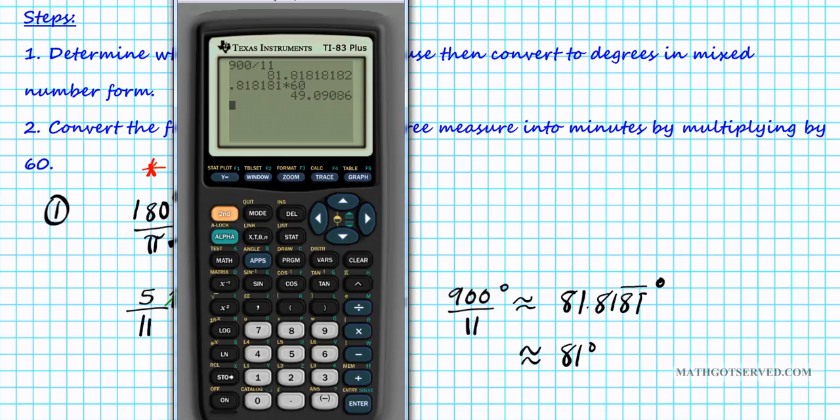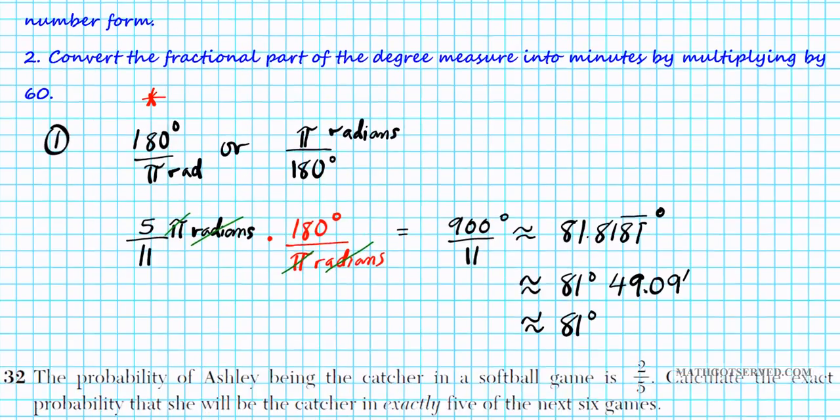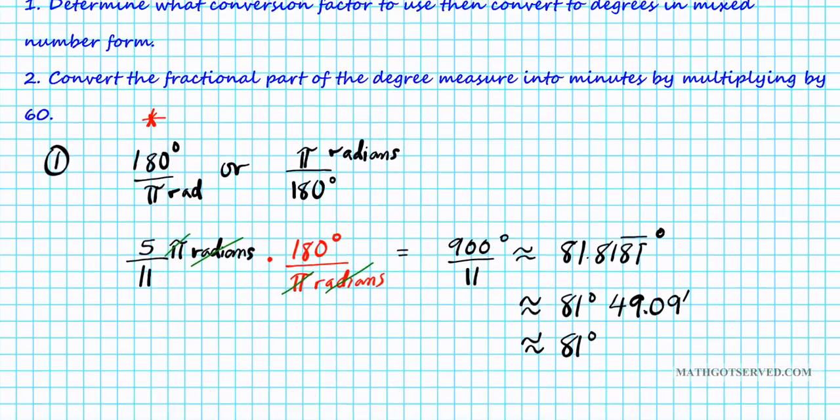81 degrees and 49.09 minutes. But we have to round to the nearest minute. So since the number after the decimal point is a 0, which is less than 5, we just keep it as 49. Okay, so our final answer will be 81 degrees and 49 minutes. So there goes your final answer.